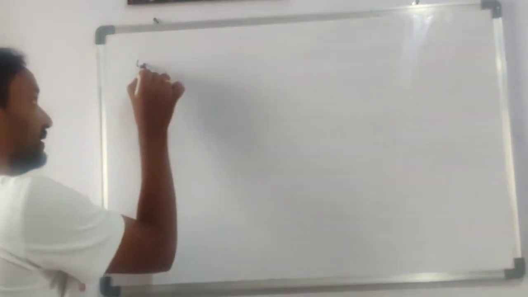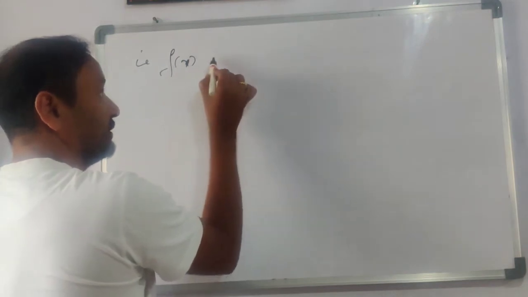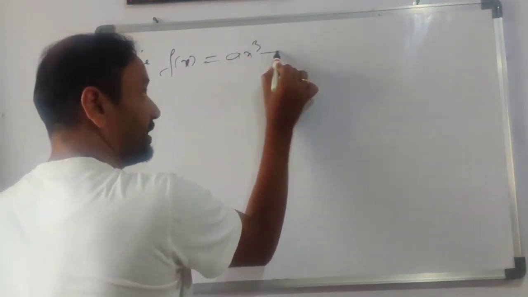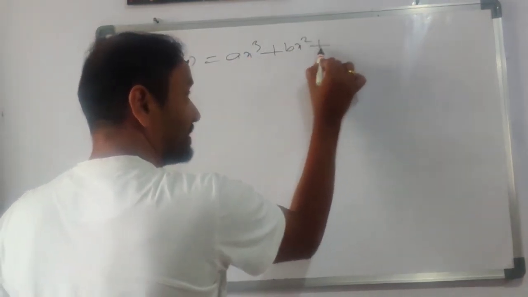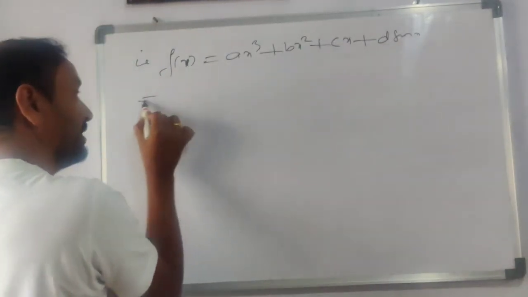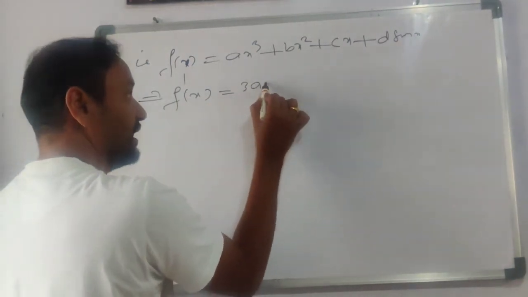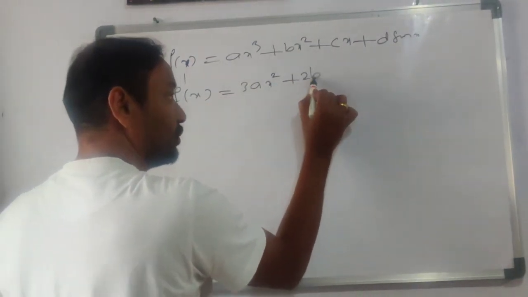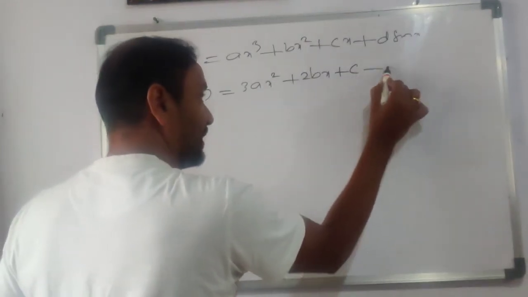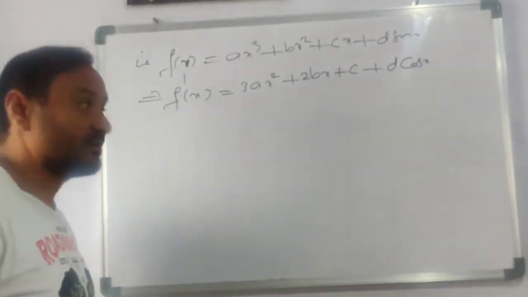That is, first take f of x again, equal to ax cube plus bx square plus cx plus d sin x. Find out the derivative of the function, f dash x equals 3ax square plus 2bx plus c plus d cos x. Derivative of sin x will be cos x.